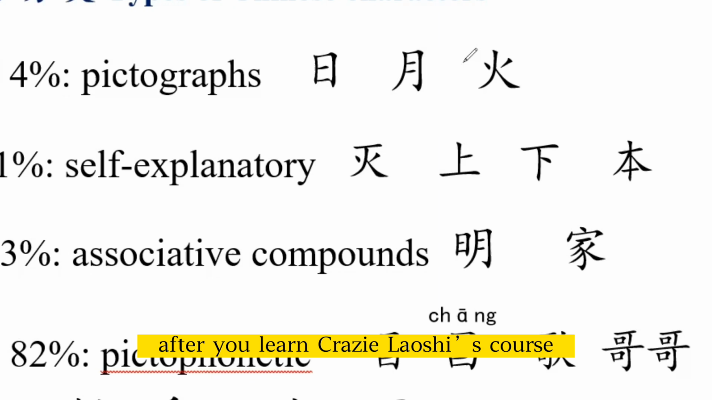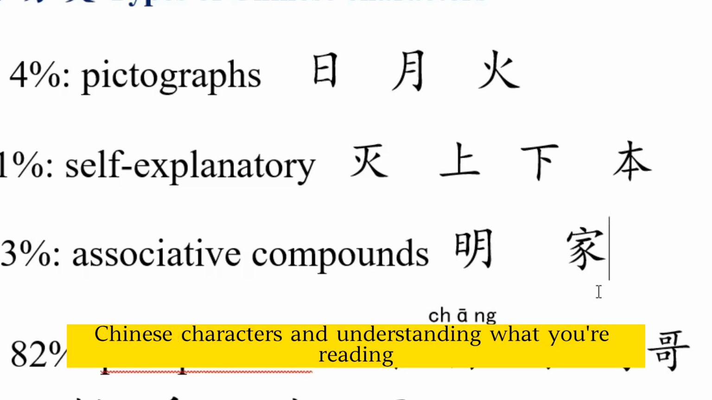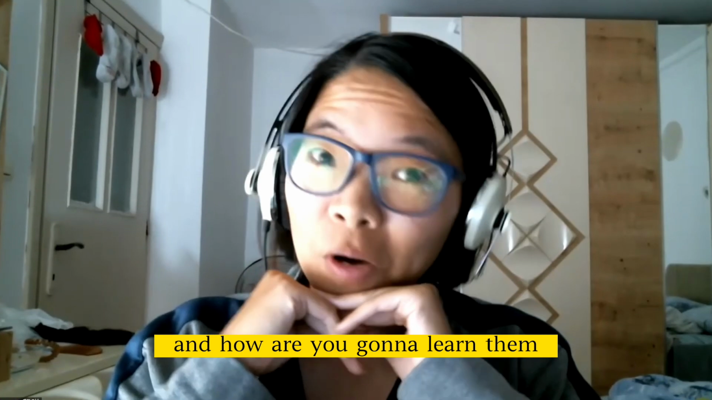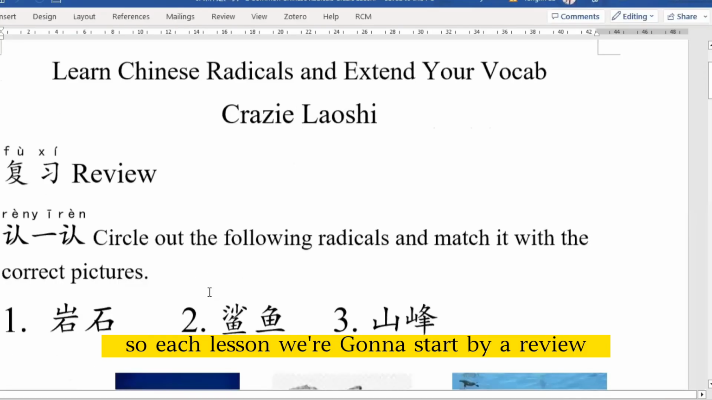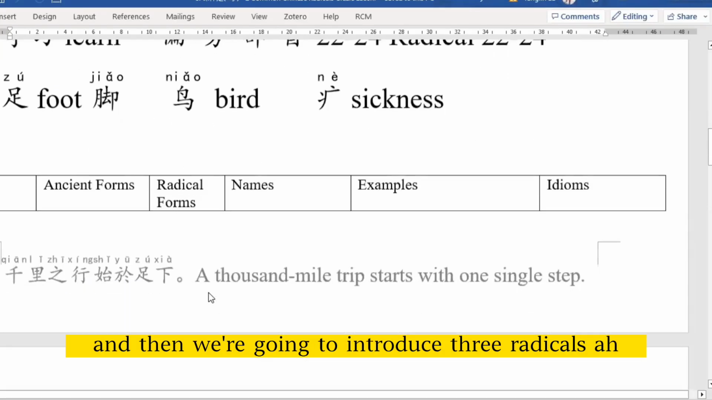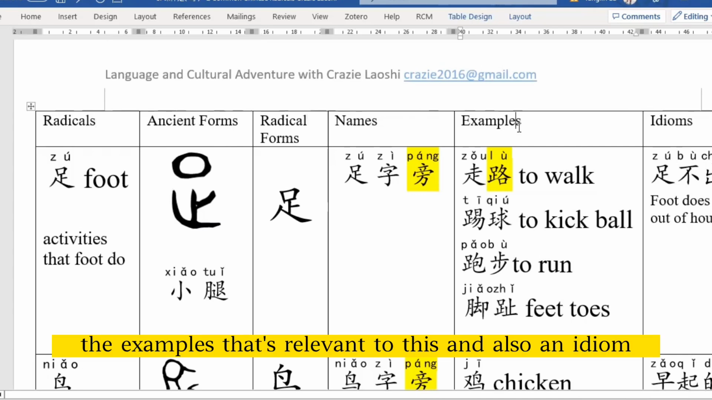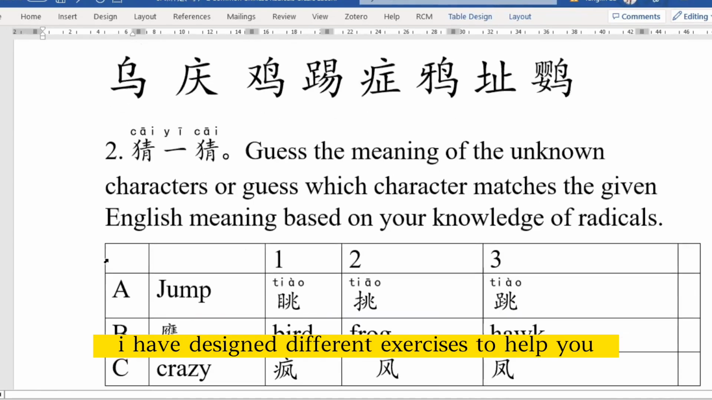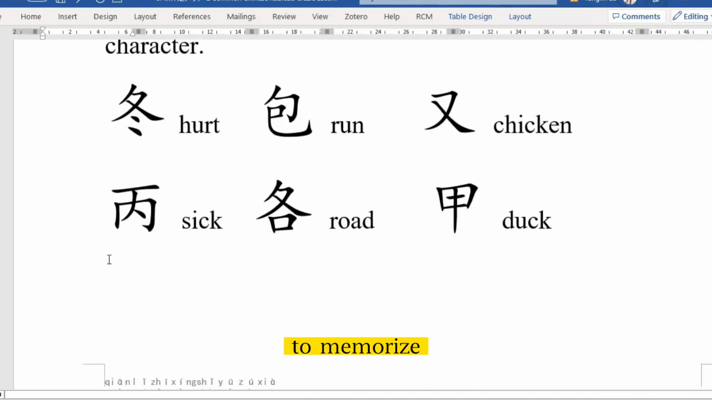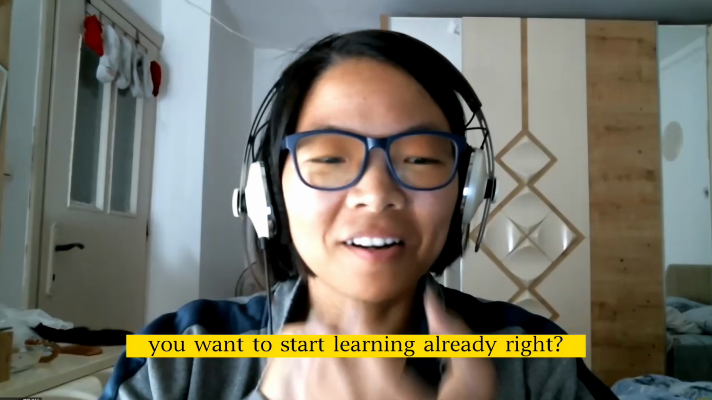After you learn Crazy Lao Shi's course, you're going to have a much better idea of reading Chinese characters and understanding what you're reading. And how are we going to learn them? It's going to be fun. Each lesson, we're going to start with a review, and then we're going to introduce 3 radicals, where you're going to learn the ancient form, the radical form, the relevant examples, and also an idiom that's related to the radicals. I have also designed different exercises to help you memorize the meaning and the implications of those basic characters.